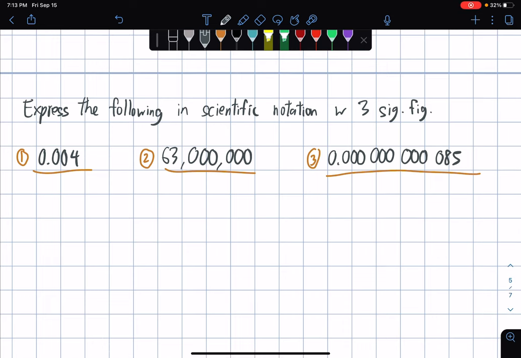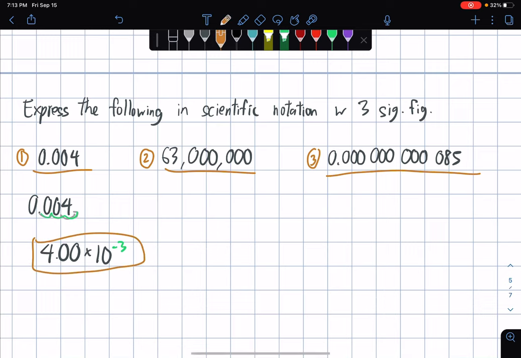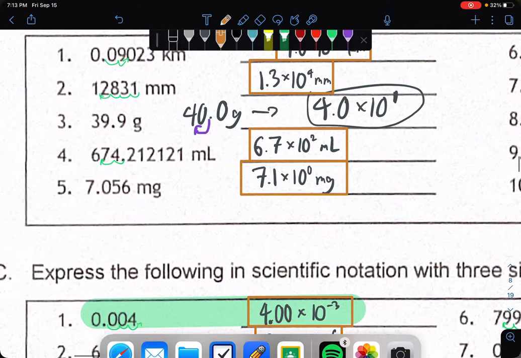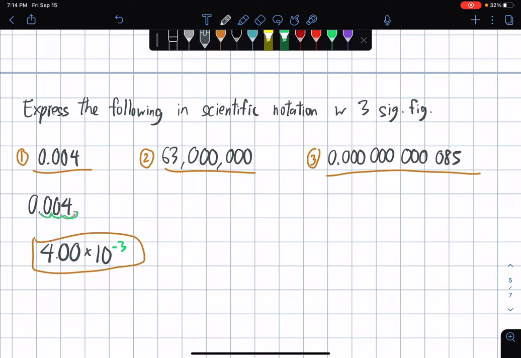Express the following in scientific notation, this time with 3 significant figures. Alright, so for number 1, 0.004123. We move the decimal point 3 times to the right, so 4.00 times 10. How many places? 1, 2, 3, negative 3. There's no unit, so this is the final answer already. Let me verify for a while. 4.00 times 10 raised to negative 3, that's correct.